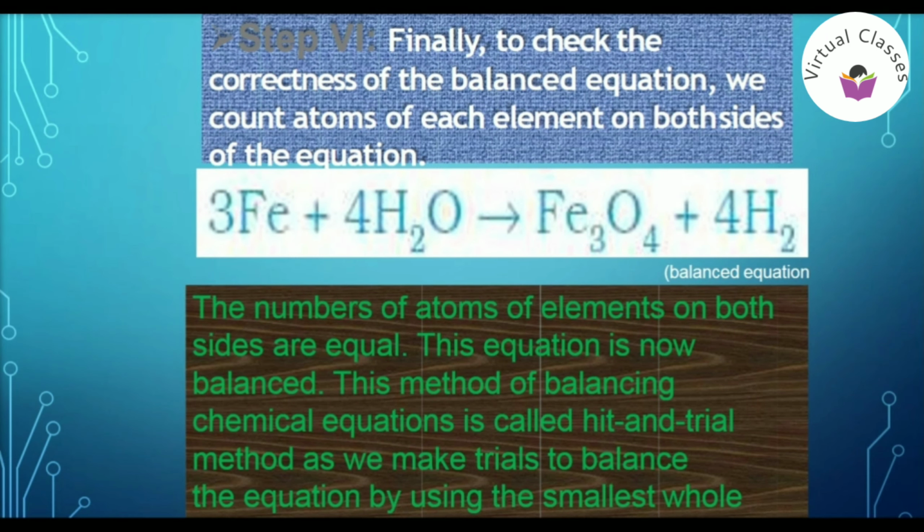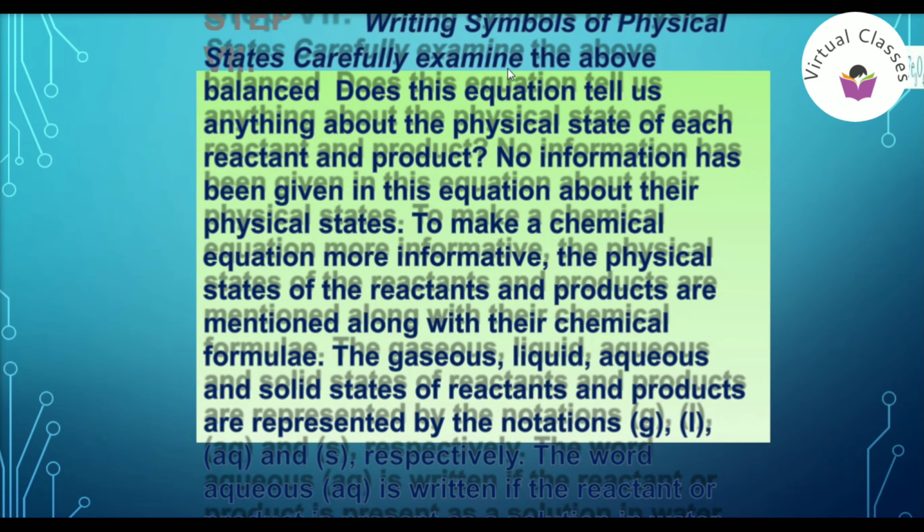Hence, the number of elements on both sides are equal. This equation is now balanced. This method of balancing chemical equations is called hit and trial method.